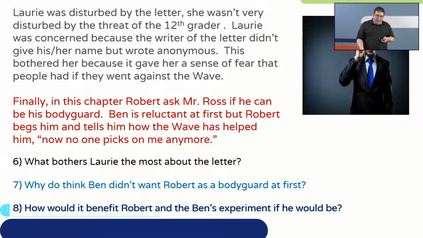However, number eight, how would it benefit Robert and Ben's experiment if he would be his bodyguard? First of all, it would make Robert second in charge, right? He's number two to Ben Ross in the wave. He's his bodyguard, right? He has power as well. And how would it benefit Ben? Ben's power is now elevated because the more people you have working for you, the more powerful you are. So the more bodyguards and the more secretaries and the more people that people have to go to in order to meet you gives you more power.